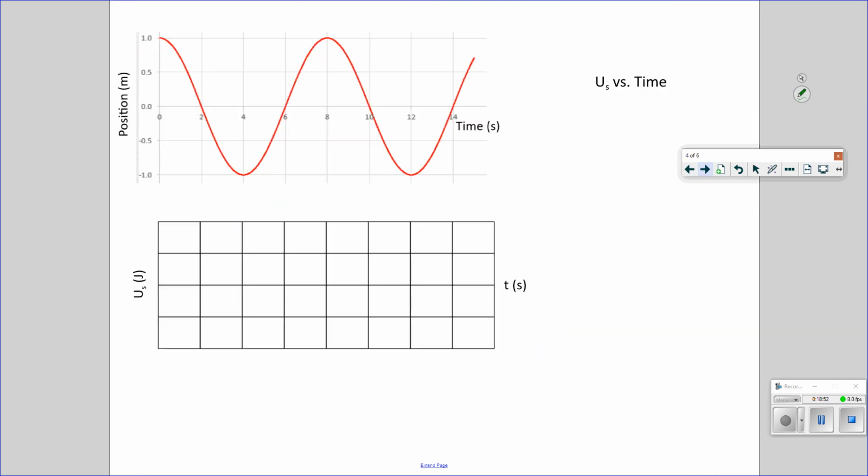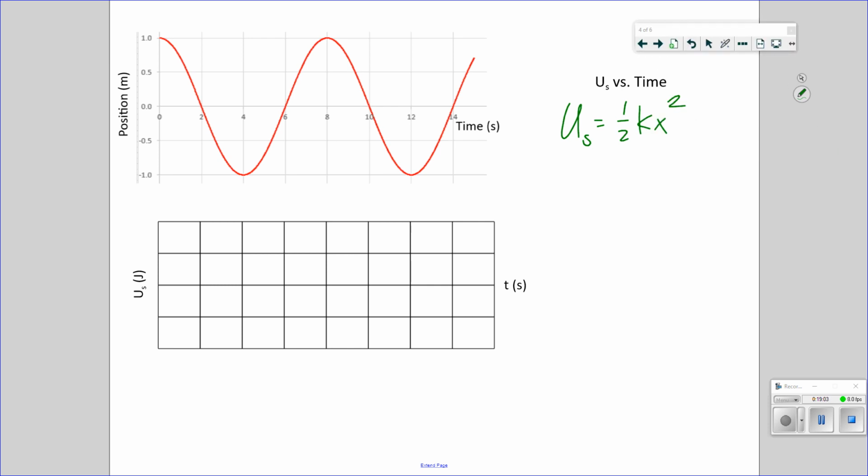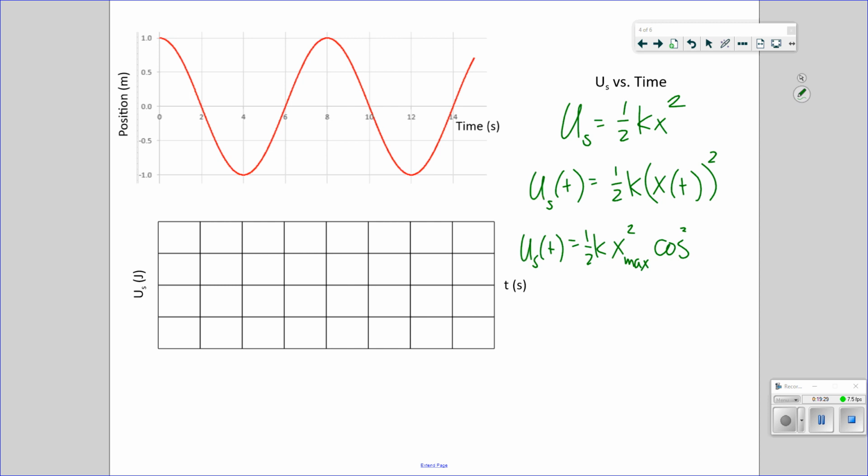Let's talk about energies associated with this oscillator. Well, we know that energy stored in a spring is 1/2 kx squared. So this energy must vary as a function of time, with x of t quantity squared. So that means that U spring as a function of time is 1/2 k x max squared cosine squared omega t.